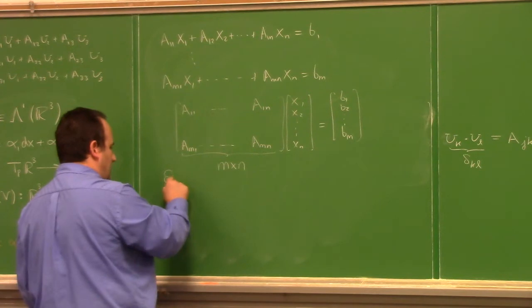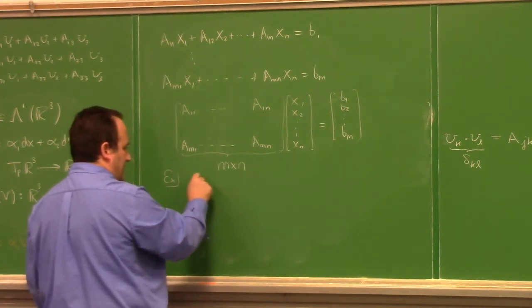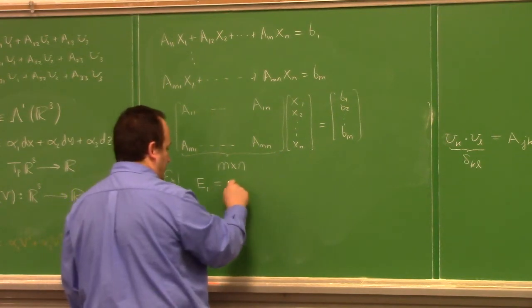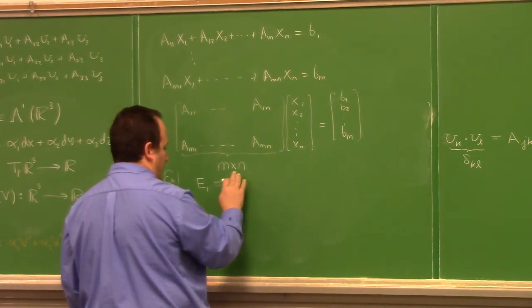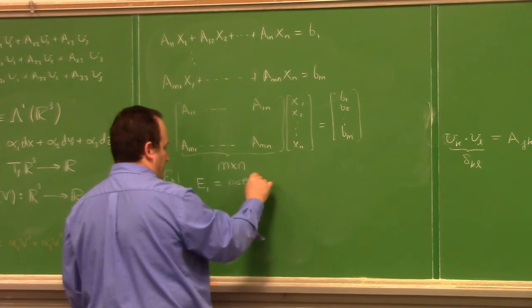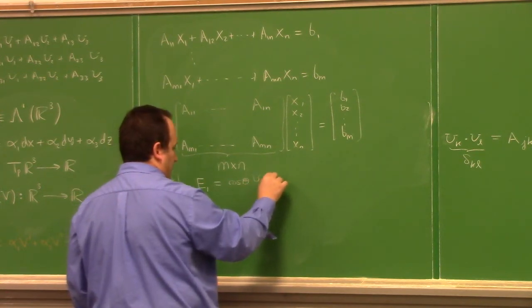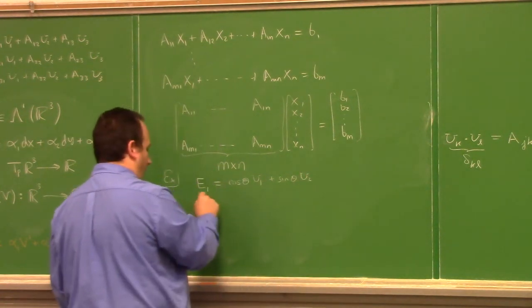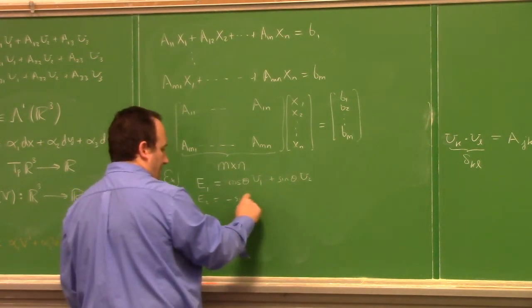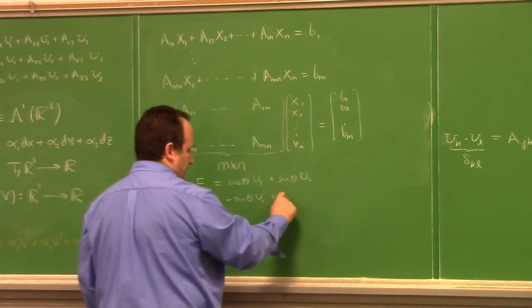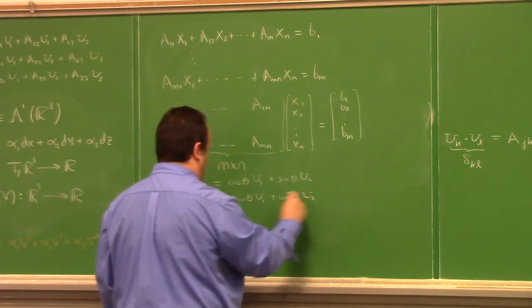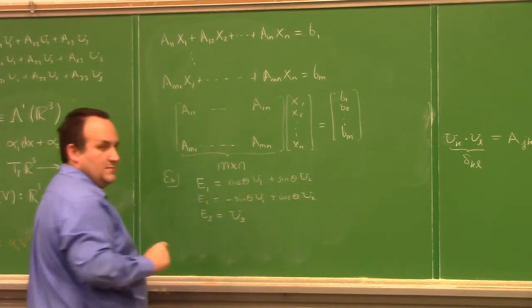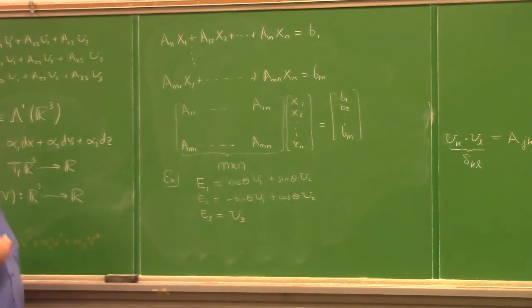But in contrast, we could have something like E1 is, I'll be lazy, cosine theta U1 plus sine theta U2, right? E2 is minus sine theta U1 plus cosine theta U2, and E3 is equal to U3, right? This is the polar coordinate frame.